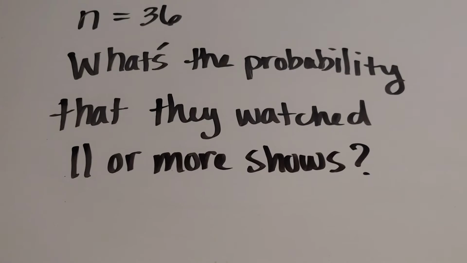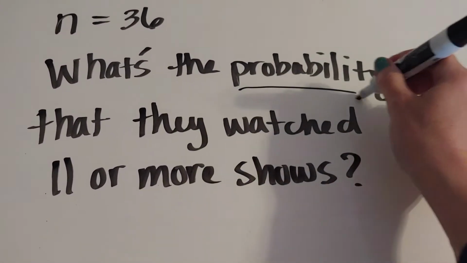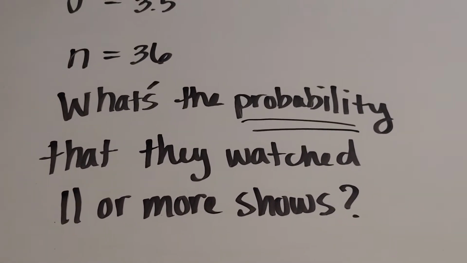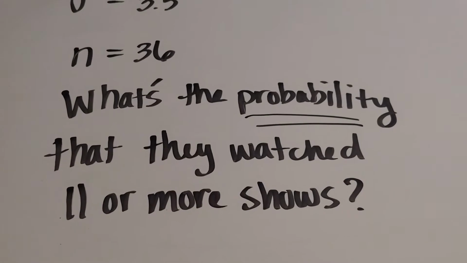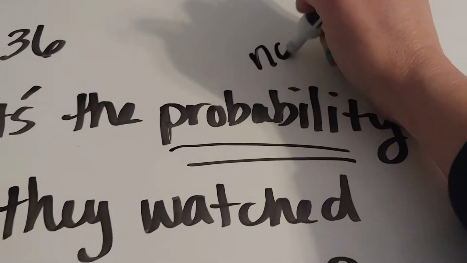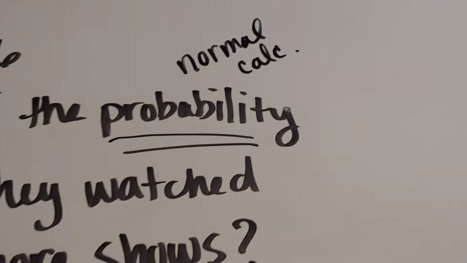All right. So the first thing is that the second you hear the phrase, what's the probability, you should have spidey senses going off, and you should be thinking, whoa, we've done this before. And more importantly, this is the normal calculator. This is our normal calculator that we're going to use in StatCrunch.